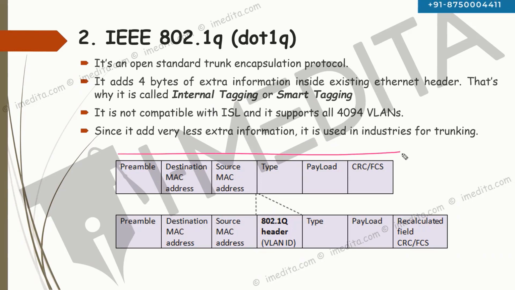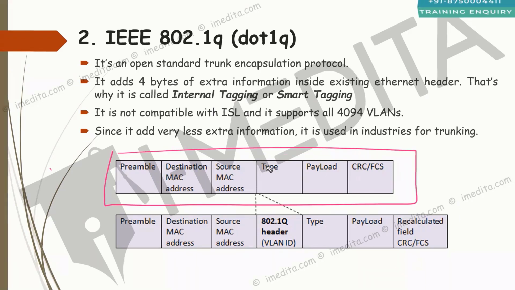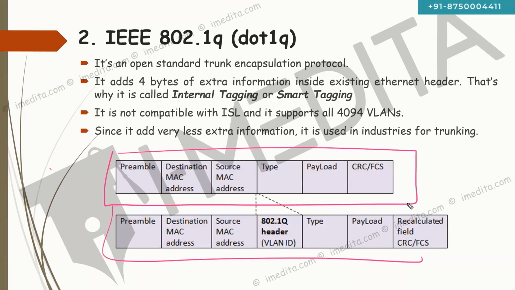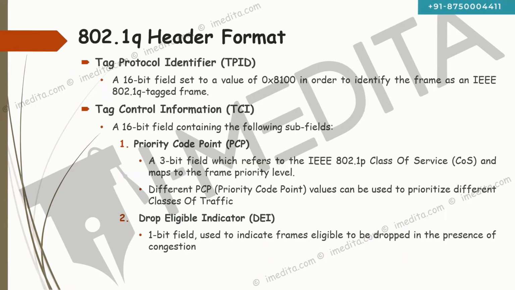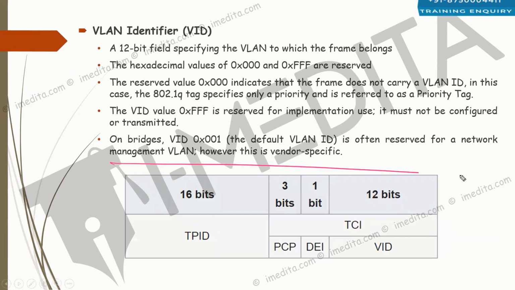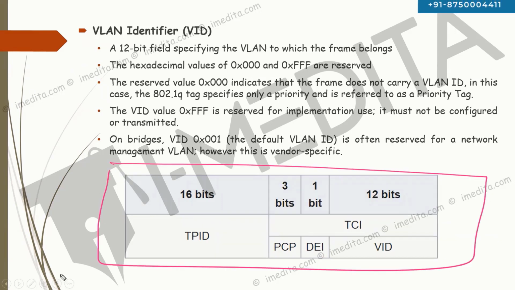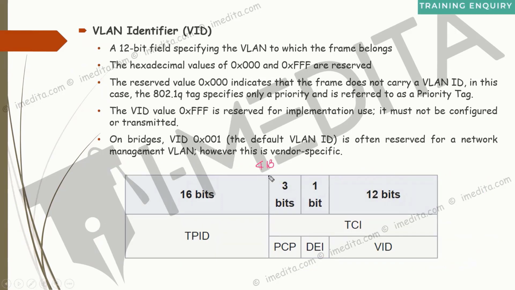So this is the 802.3 Ethernet header, Ethernet frame, and this is the .1Q frame. In the .1Q frame, you will have that extra information. Now, what is this .1Q header? What content is there inside this .1Q header? The content inside the .1Q header is like this. This is the .1Q header. This .1Q header is going to be 4 bytes. 4 bytes means 32 bits.